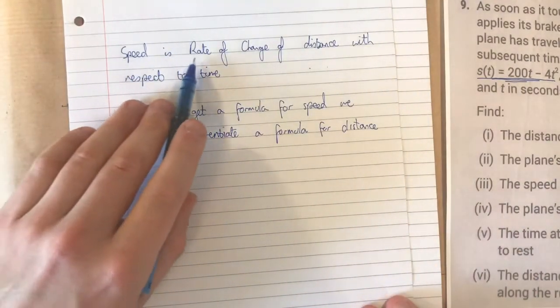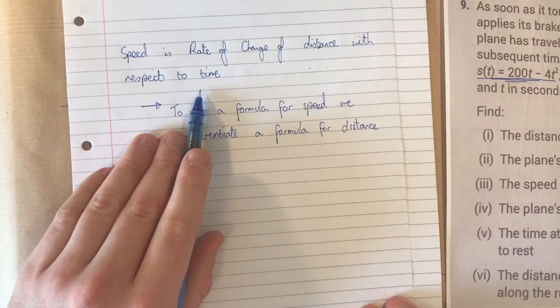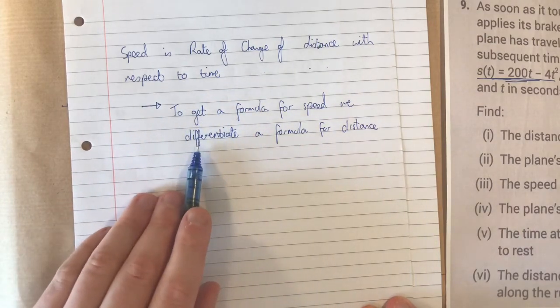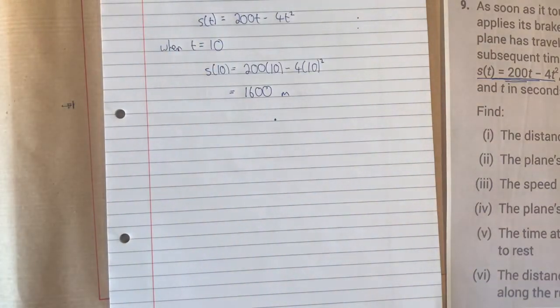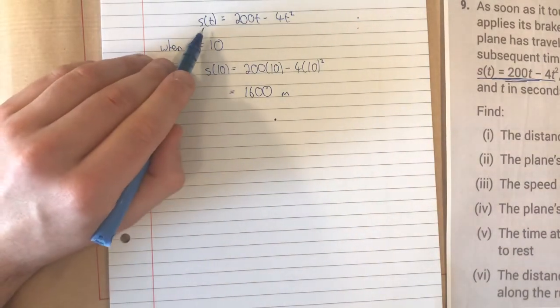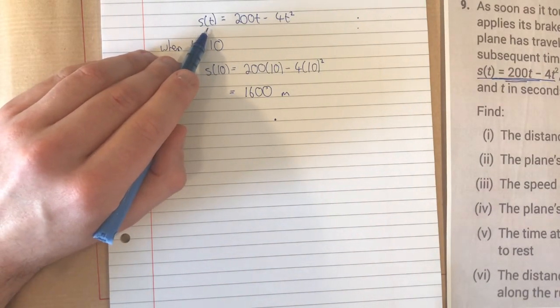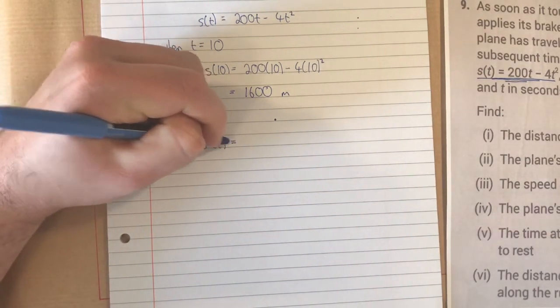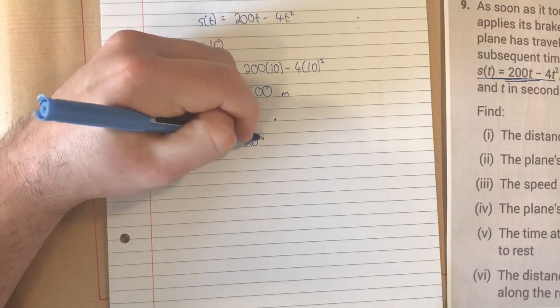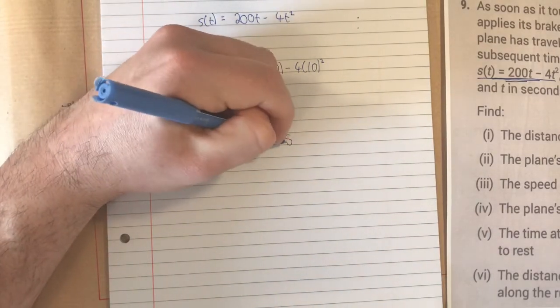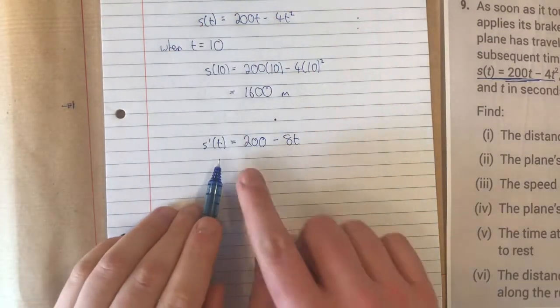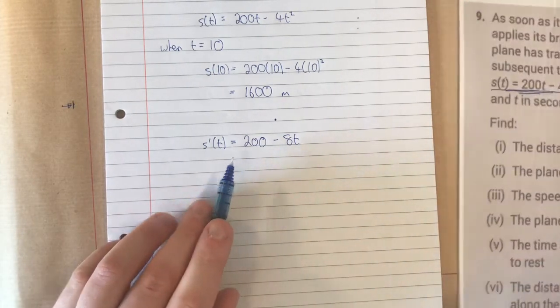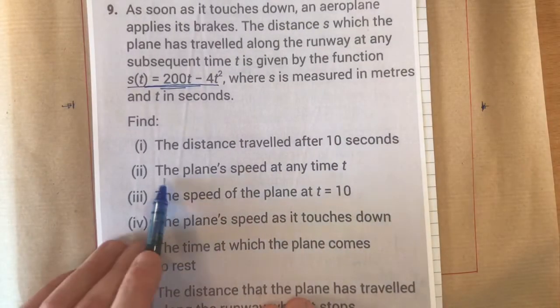I'll bring back up this fact here. Speed is the rate of change of distance with respect to time. So to get a formula for speed, we differentiate a formula for distance. So we're going to differentiate this guy up here. If we differentiate a formula for distance, we get a formula for speed. So s prime of t will equal 200 minus 8t. That's a formula for speed, and so we answered that question there.